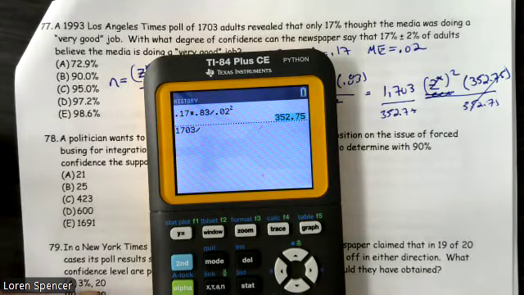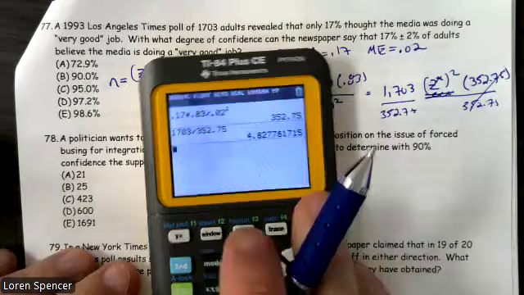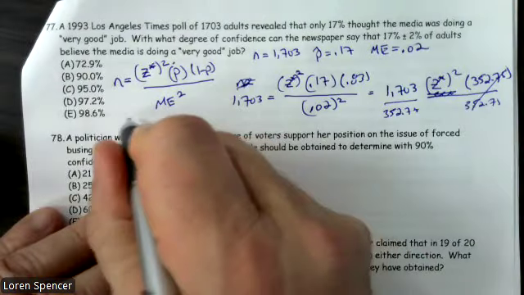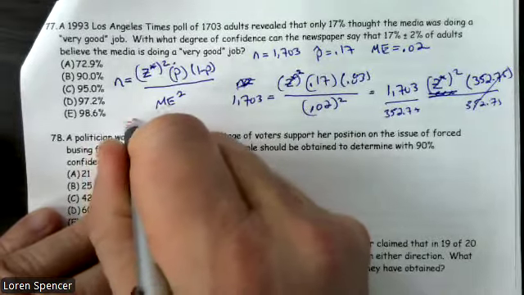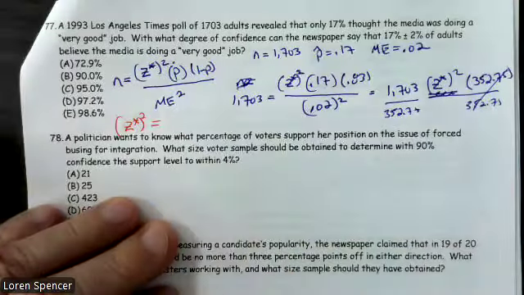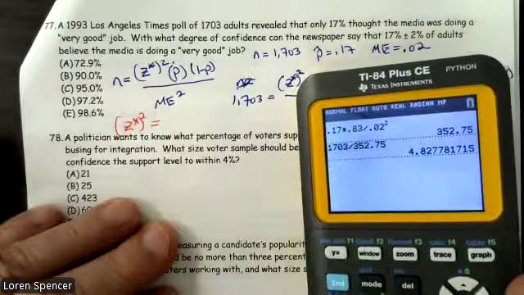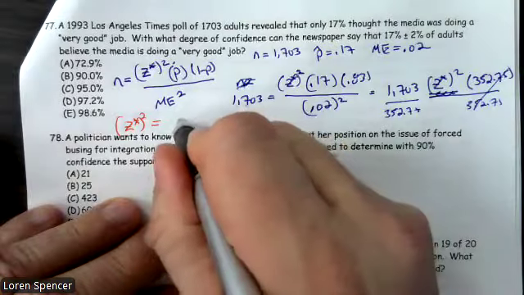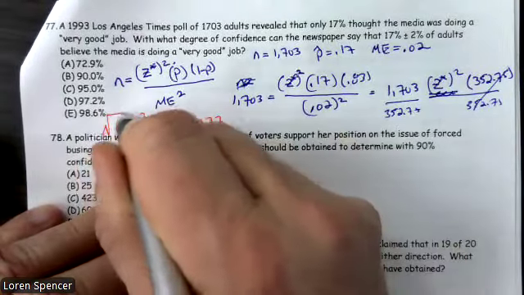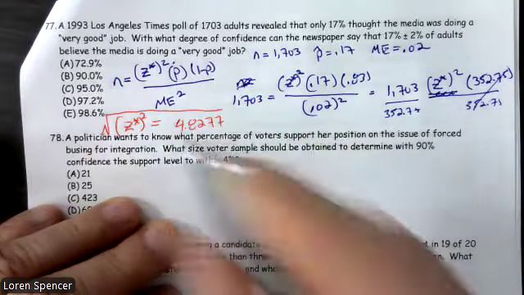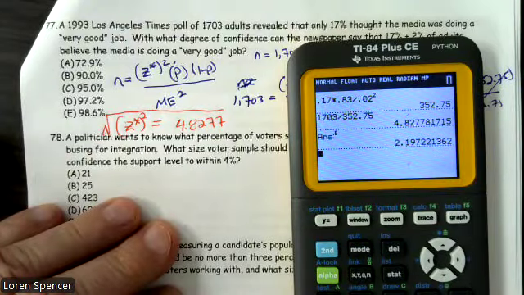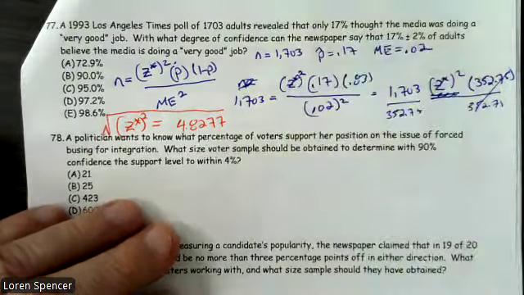1703 divided by 352.75 equals 4.82. And I've kind of run out of room, but we'll say I'll fit it over here. Z star squared equals 4.8277. Take the square root of both sides. I know you're not supposed to show it that way, but I'm doing it quick. So I'm going to raise it to the half power. And I end up getting 2.197.